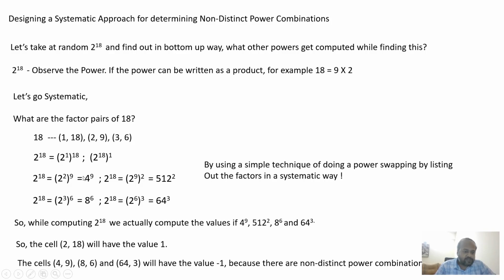So now once you start expressing it in this way, you are going to find out in a bottom up computation. While computing a smaller power, 2 to the power 18, what are the other bigger powers you end up computing, which is 4 power 9, 8 power 6 and 64 power 3, and make them as minus 1, because they are all non-distinct power combinations, and make 2 power 18 as 1 because it's a distinct power combination. So this is a systematic way to go around finding out the non-distinct power combinations in a bottom-up way, right?